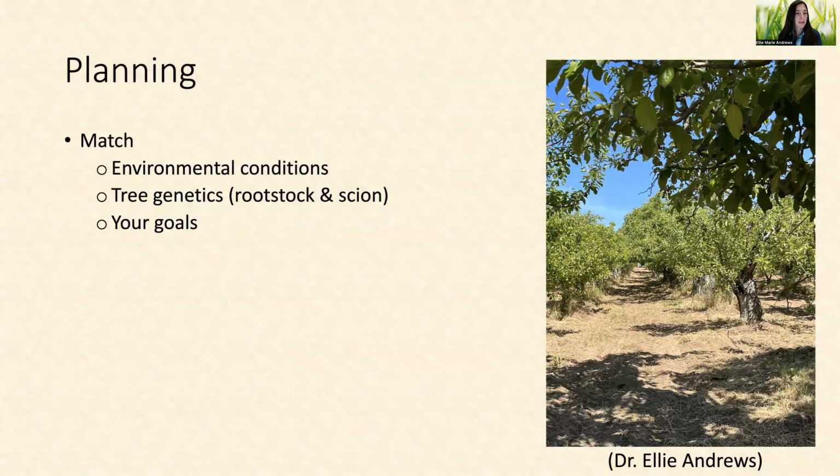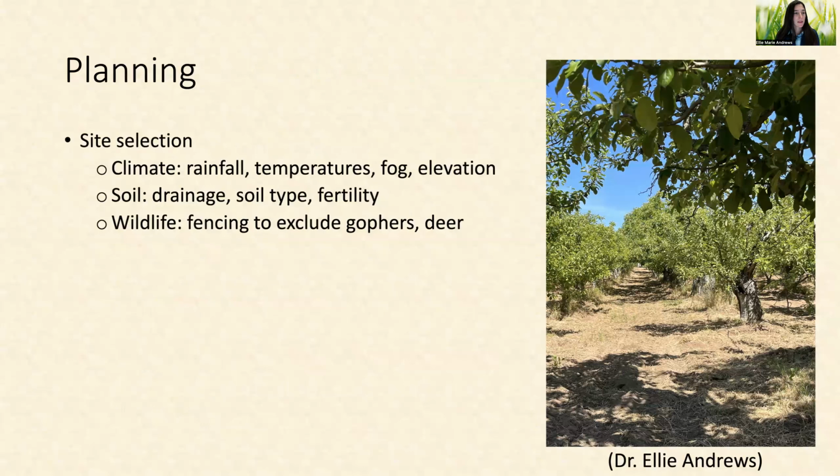Getting more into planning, you want to think about matching the environmental conditions with tree genetics, like rootstocks and scions, with your goals. So you want to try to get these three things to line up. That means you want to think about site selection, like climate factors such as rainfall, temperatures, fog, and elevation. You want to think about soil drainage, soil type, fertility at the site, and any amending you might need to do. And I'd highly encourage everyone to think about wildlife. How are you going to exclude gophers and deer and other pests as much as you can?